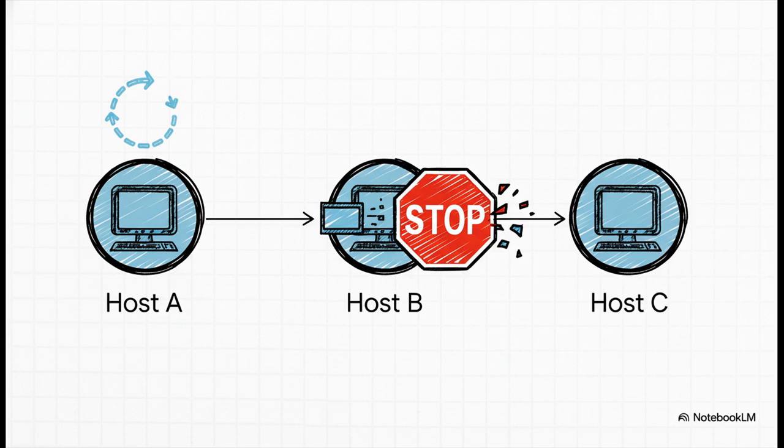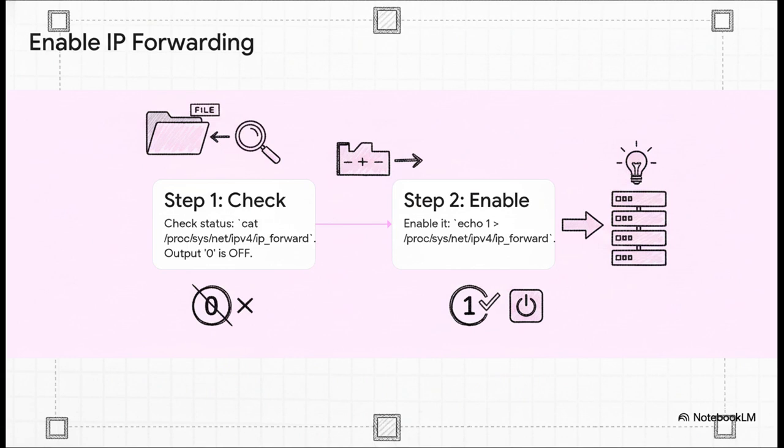Just imagine if it did. Any compromised machine could instantly become a bridge for an attacker to get into other, more secure parts of your network. So it's a safety measure we have to manually override. And here is exactly how we override it.